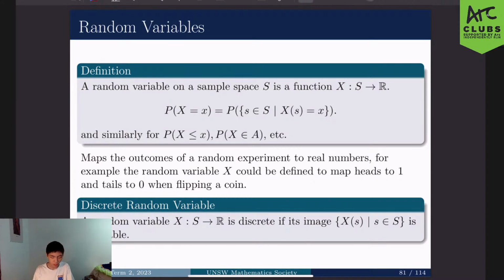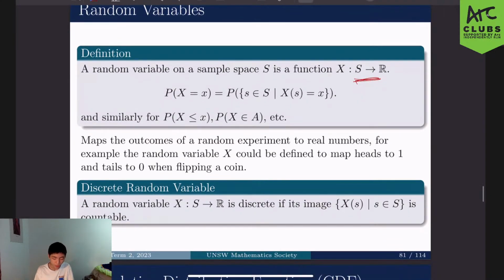Okay, so say we have a random variable that is an actual number. We define it to give us heads as 1 and tails as 0. Then we can find the probability that it flips heads and the probability that it flips tails. So this is how we figure out our probabilities here.